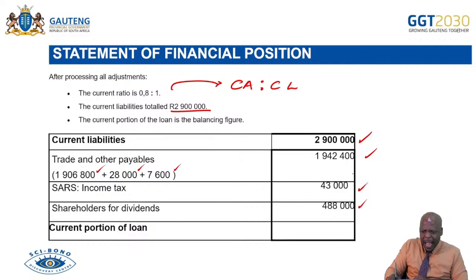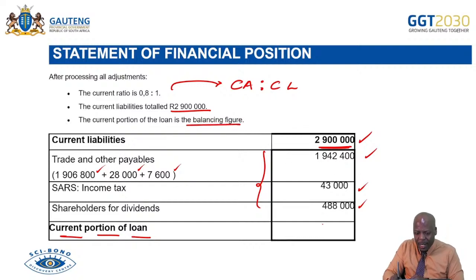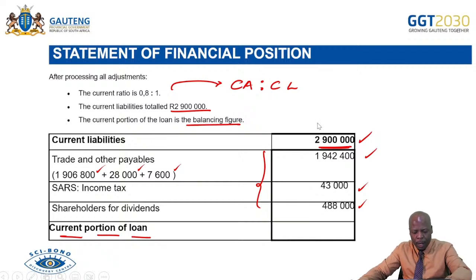That means if I add these three, they won't give me 2.9 million. There is an amount that is missing then. That is an amount for the current portion of loan. Hence, we are told here now, the current portion of the loan is the balancing figure. That means if I want to get the current portion of loan, I have to consider that if I add everything, it gives me 2.9 million. All right, let's quickly see if we can get the current portion of the loan.